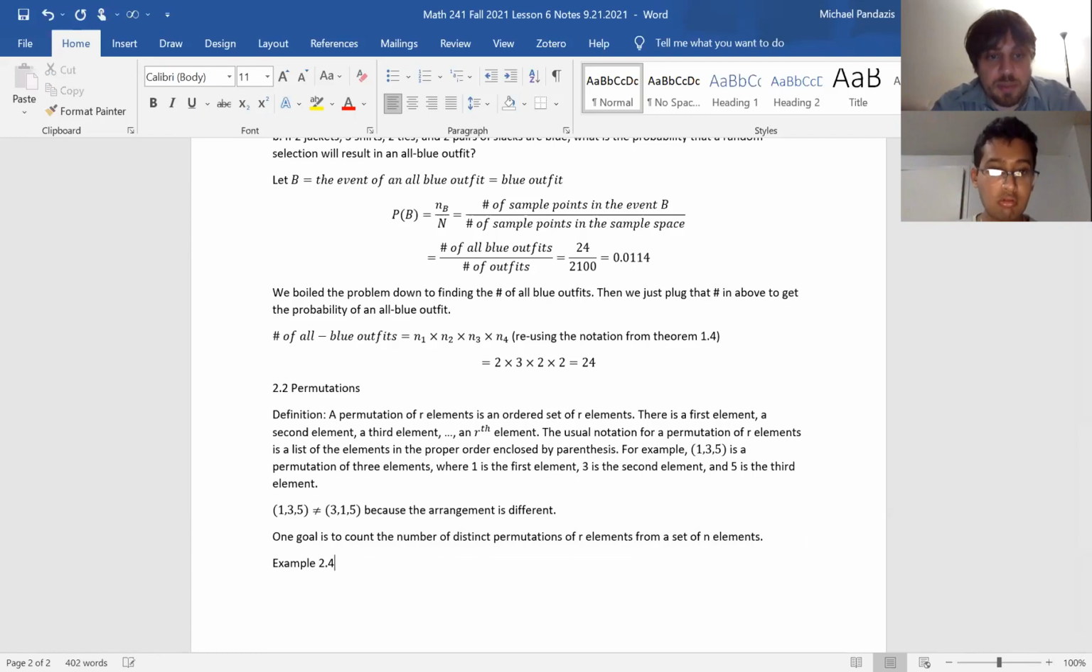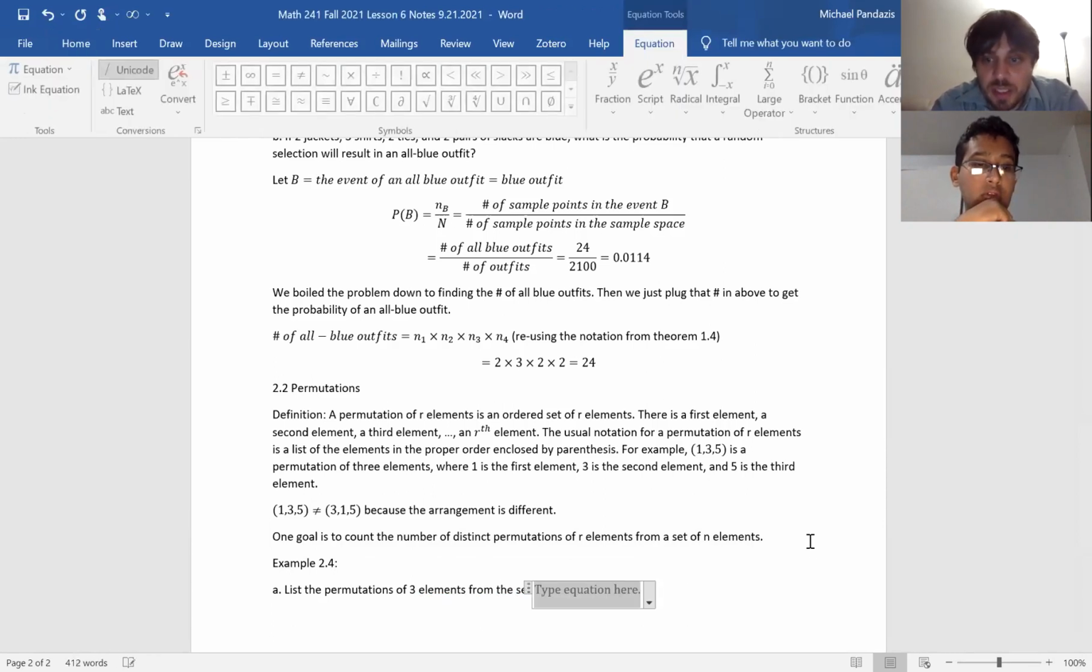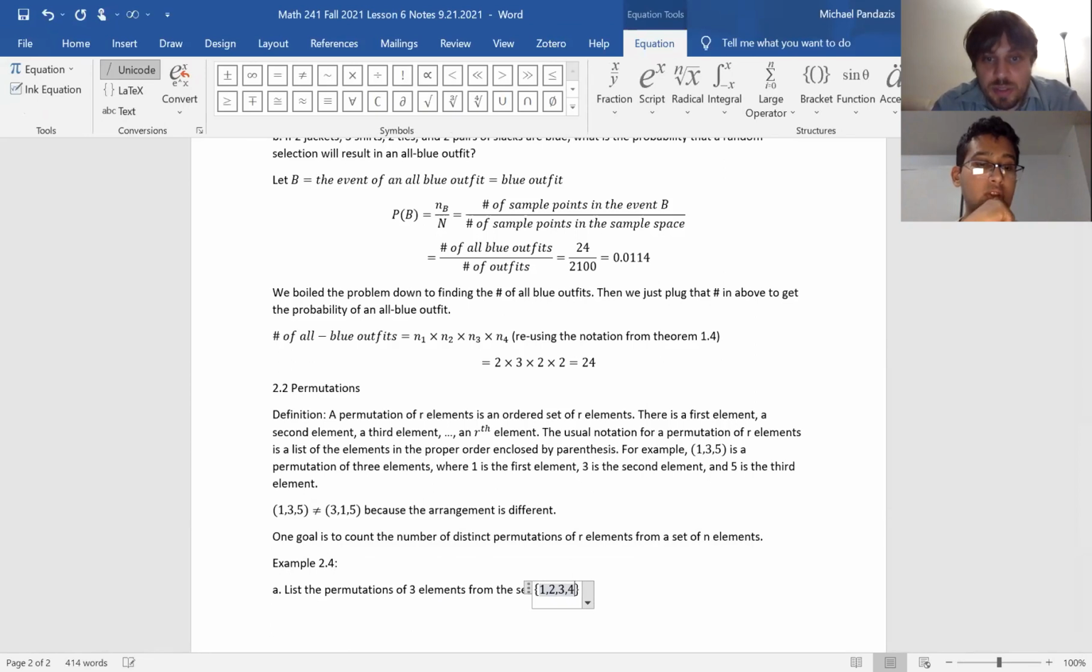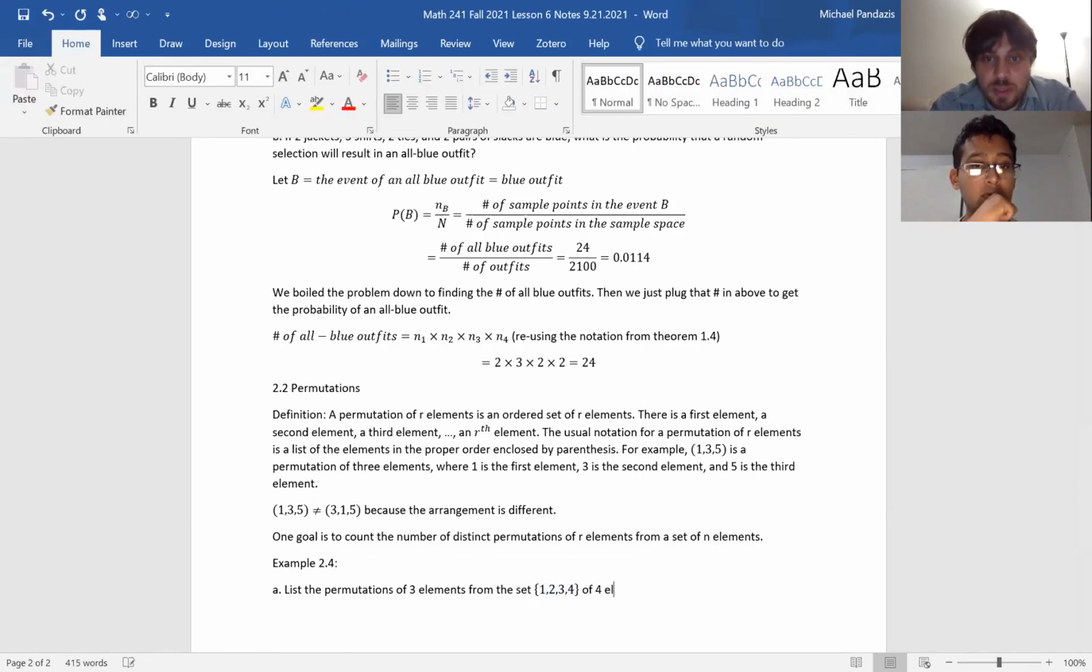So let's look at an example. This is example 2.4. Part A says list the permutations of 3 elements from the set. And the set is the set {1, 2, 3, 4} of 4 elements.